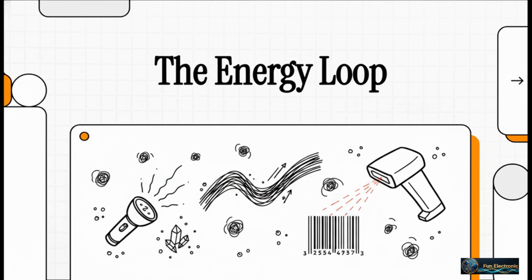In this explainer, we're diving into a beautiful, frankly elegant scientific narrative that I like to call the energy loop. We're going to see how mastering the totally invisible behavior of electrons has, quite literally, illuminated our modern world.